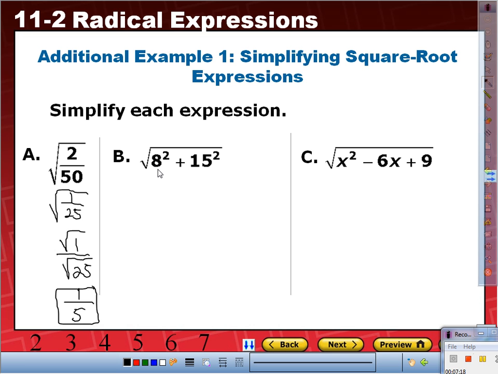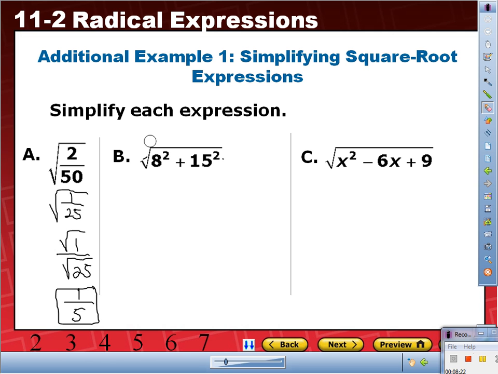What is our first step again? Simplify. Now some of you might be tempted of doing this. Everybody look up. You see the square root, you see the square. Some of you might be tempted of doing this. That is incorrect. Why? Because there's addition in between. You're skipping order of operations. So the first thing that we need to do is simplify.